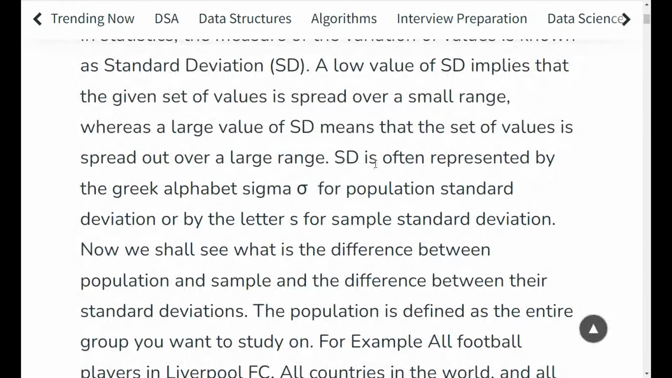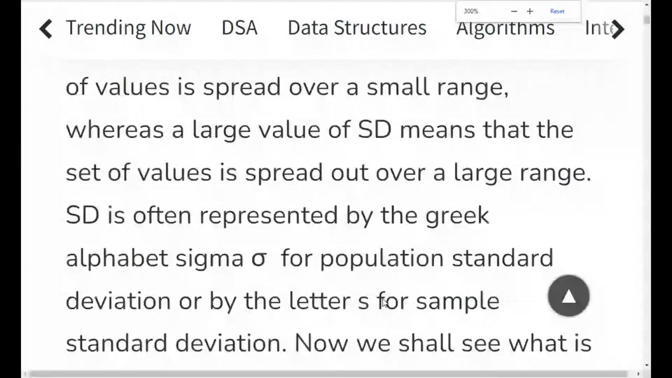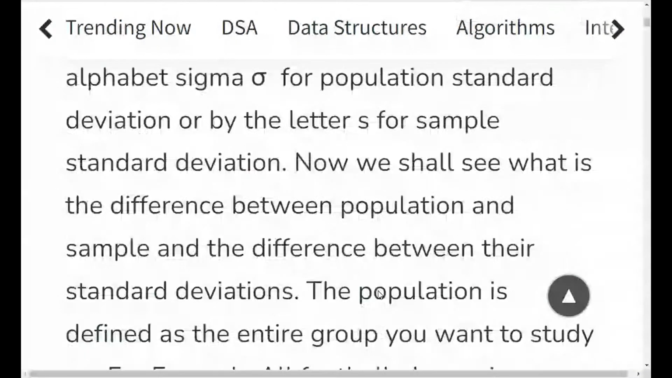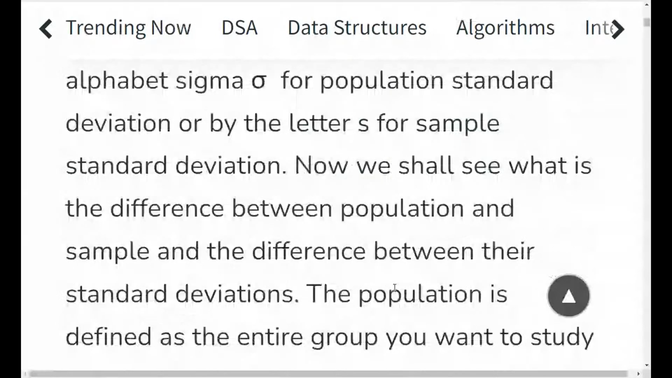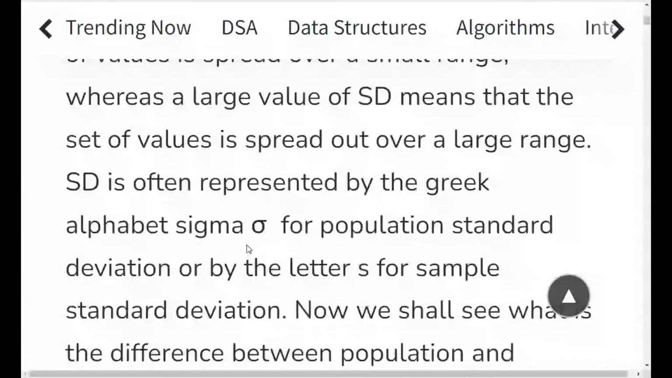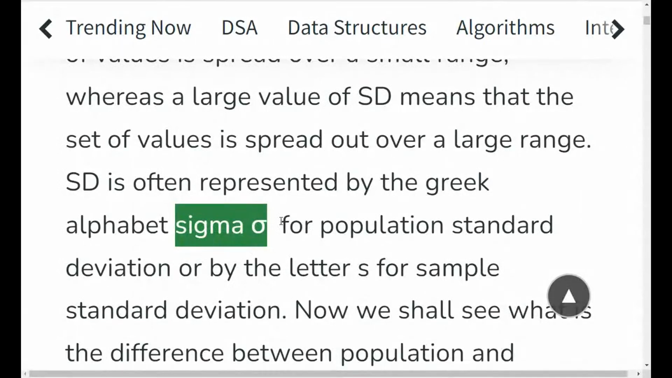Okay, standard deviation is often represented by the Greek letter sigma. All right, the sigma symbol. I hope all of you will remember it. I hope all of you can see the symbol. I want you to remember the symbol. What is that? Yes, that's the sigma symbol. Whenever we use it in a formula, you understand that it is standard deviation we are talking about. Got it? All right.